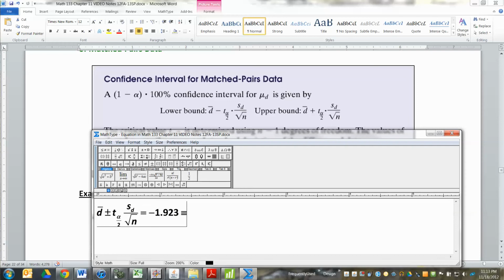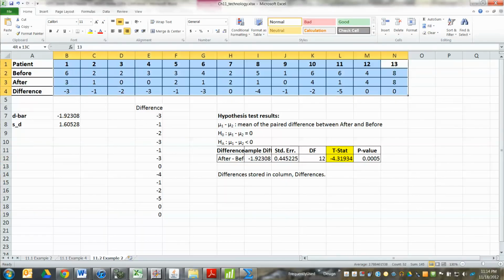Then we need plus or minus t. I'll figure out t in a second. SD we found to be 1.605. Square root of n is square root of 13 because that's the touch therapy, not the cell phone. That's the one we used before. Now t. Don't forget that our degrees of freedom for this thing was 12, because we had 13 patients altogether. So degrees of freedom was 12 right there.